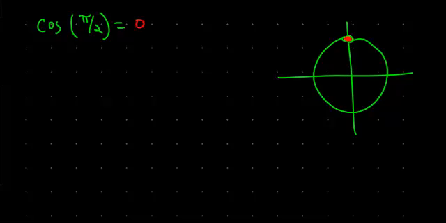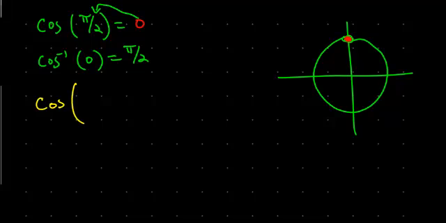Okay, so we know the inverse cosine of 0 equals pi over 2. Remember, the inverse cosine takes the outputs and sends them back home, takes 0, sends it back to pi over 2. Okay? So, now if we look at this, the cosine of the inverse cosine of 0, what's that going to equal?